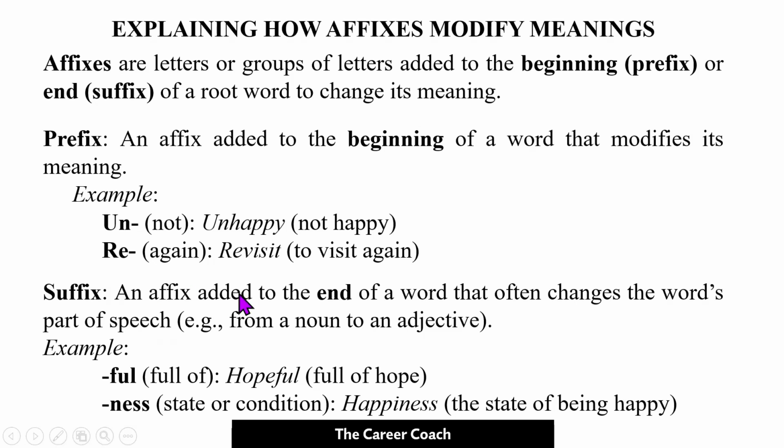Suffix. A suffix is an affix added to the end of a word that often changes the word's part of speech. For example, from a noun it could change to an adjective. This is an example. Ful is full, which means to be full of something. Example of a word we find is hopeful. Hopeful simply means you are full of hope. Ness is a state or a condition. So when we say happiness, it is a state of being happy. We could see how a suffix changes the word from a noun to an adjective.